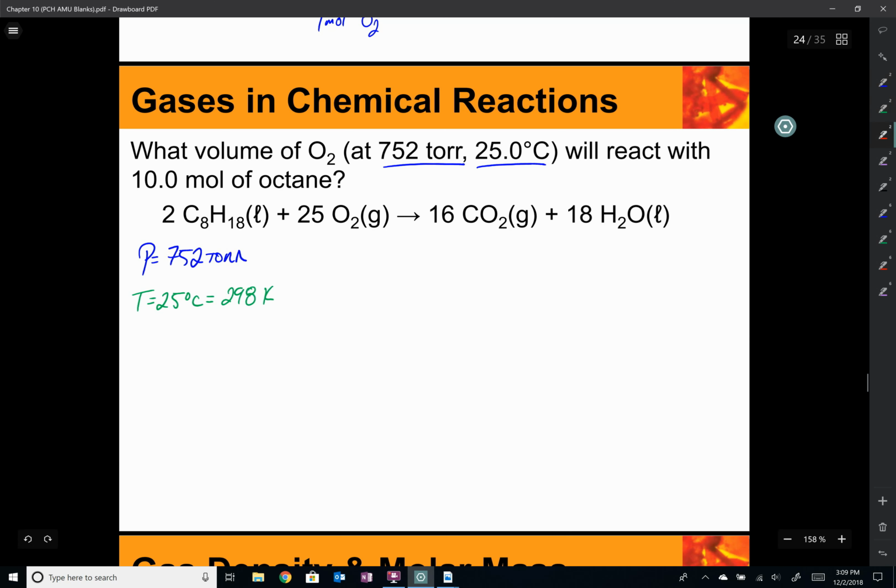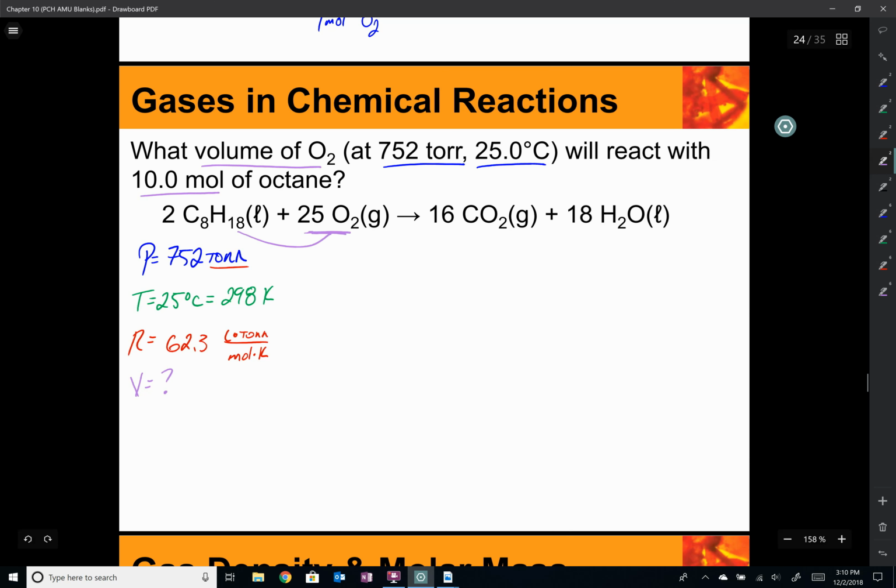We'll go ahead and add in our constant R. We're using units of torr, so we need the 62.3 liters torr per mole Kelvin. We need that constant R there. And it's asking us to figure out volume, volume of O2. So the only thing we're missing right now is moles. It gives us information about moles of octane. We need to figure out moles of O2.